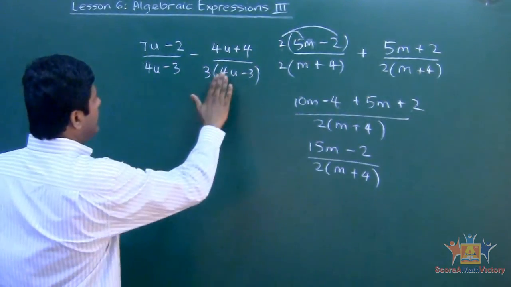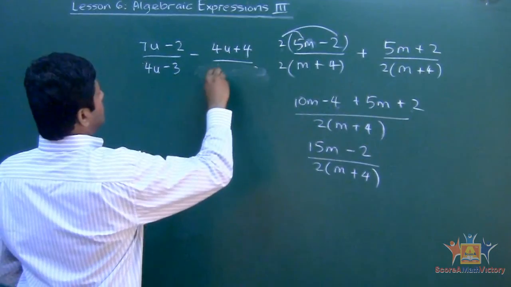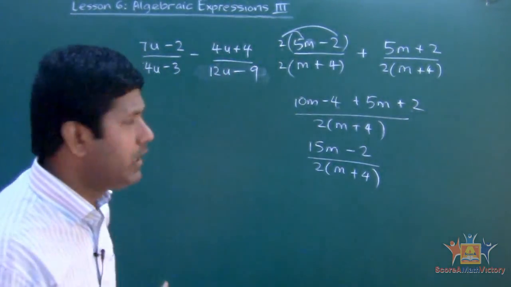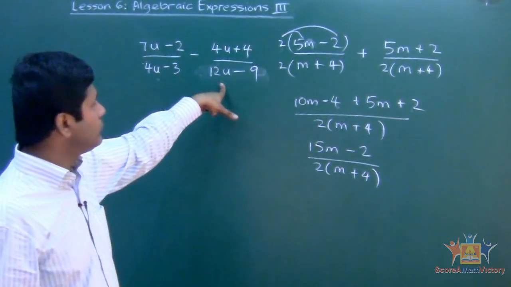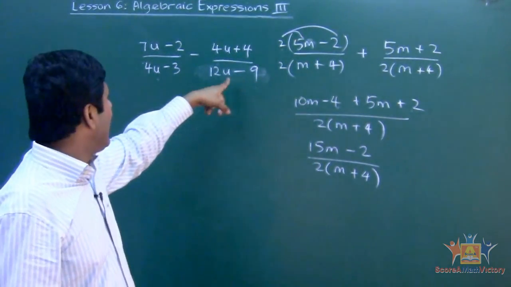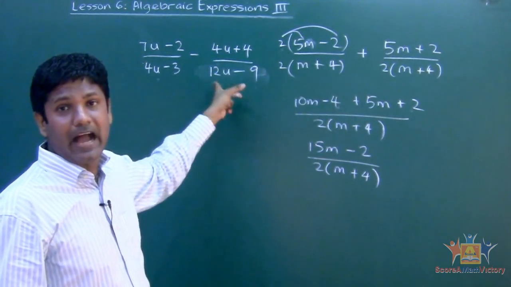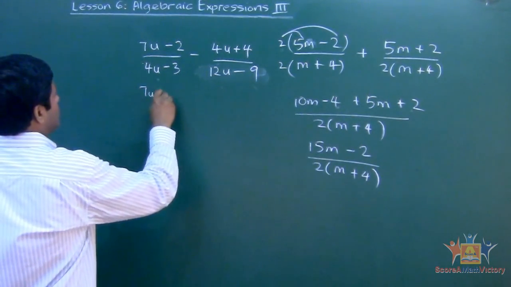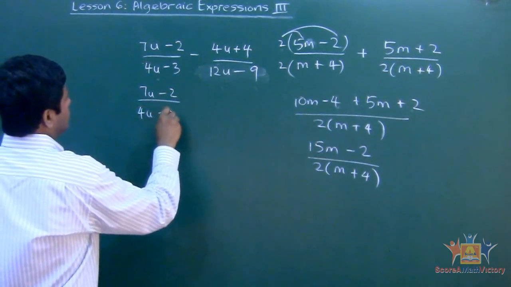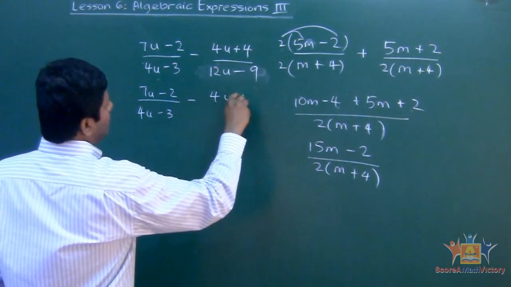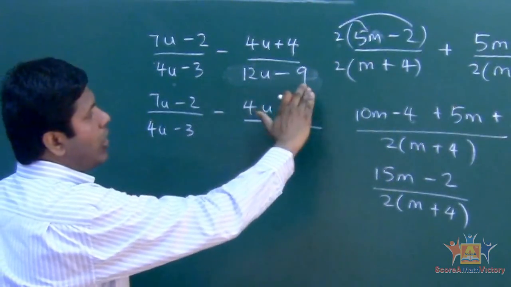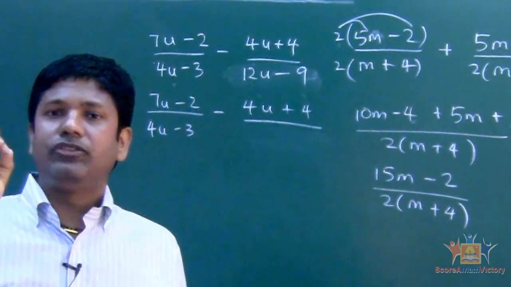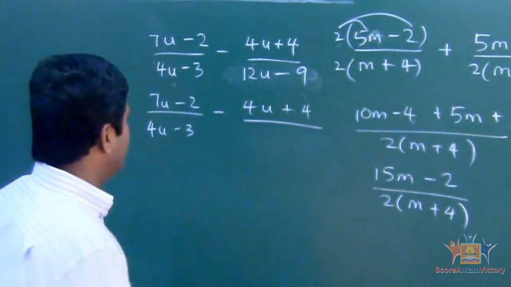Or Mr. Mac could have done it this way. Let's say, for example, I could have done this way: 12u minus 9. And asked you to solve this. You'd say, wow, how do I know this is 4u minus 3, but this one's 12u minus 9? How about if I factor a common number out of the 12 and 9? Look what happens. 7u minus 2 over 4u minus 3 minus 4u plus 4. Okay, so I can take a common. What is a common? I can take it out from 12u and 9. I can take 3 out. When I take 3 out, look what happens.